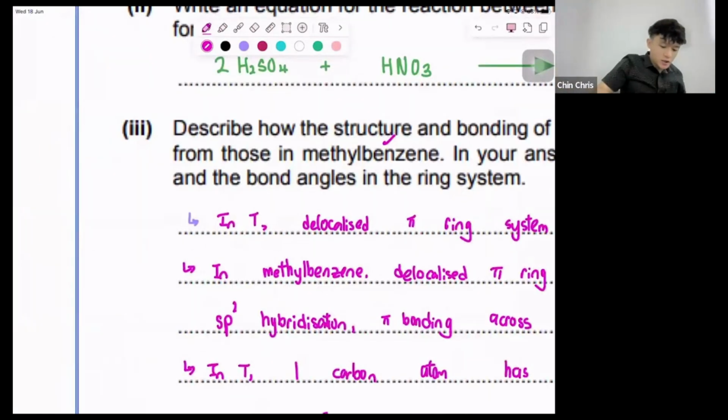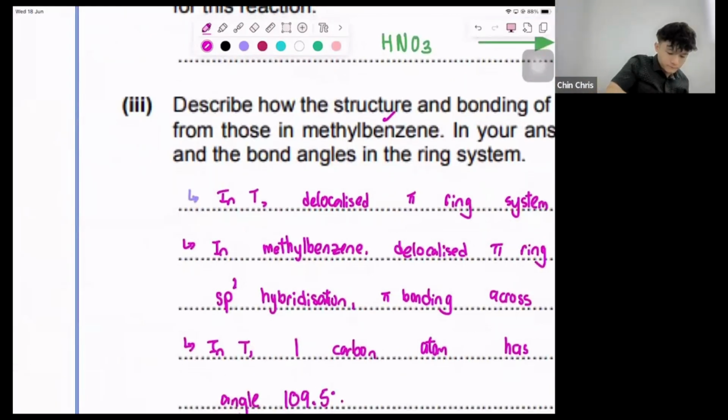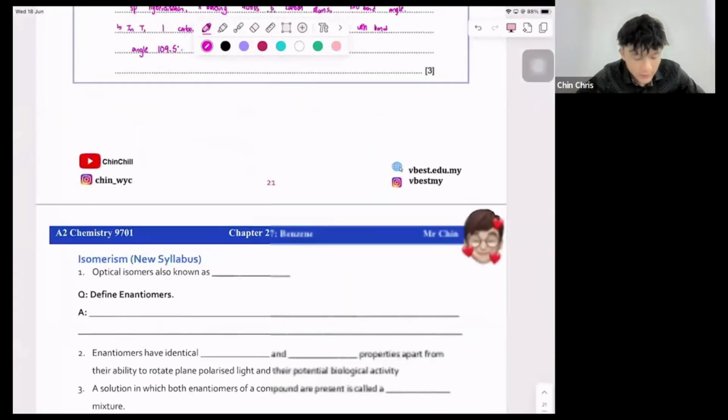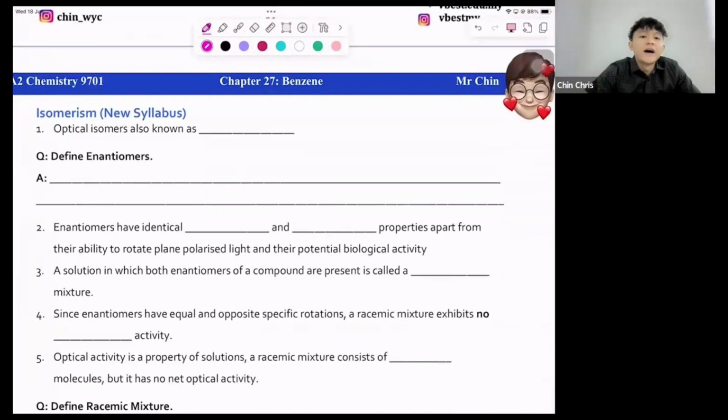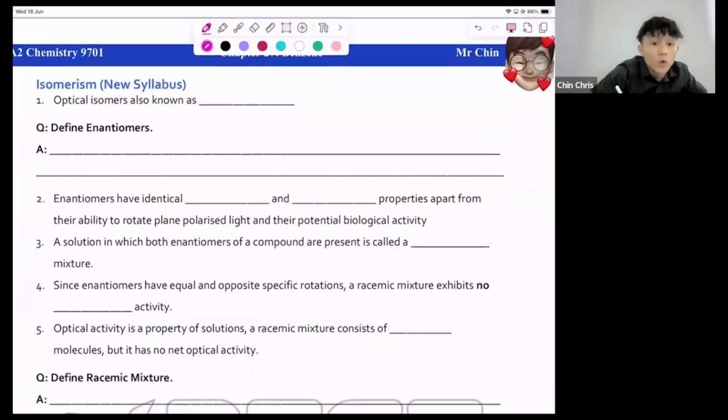Alright, guys, once done, next page. Let's look at the new syllabus. So, guys, not really new entirely. This thingy is only being introduced after 2022. So any past paper before 2022, you're not going to see this question. But after 2022, every single year, you will definitely have at least 3 to 4 marks from this section.